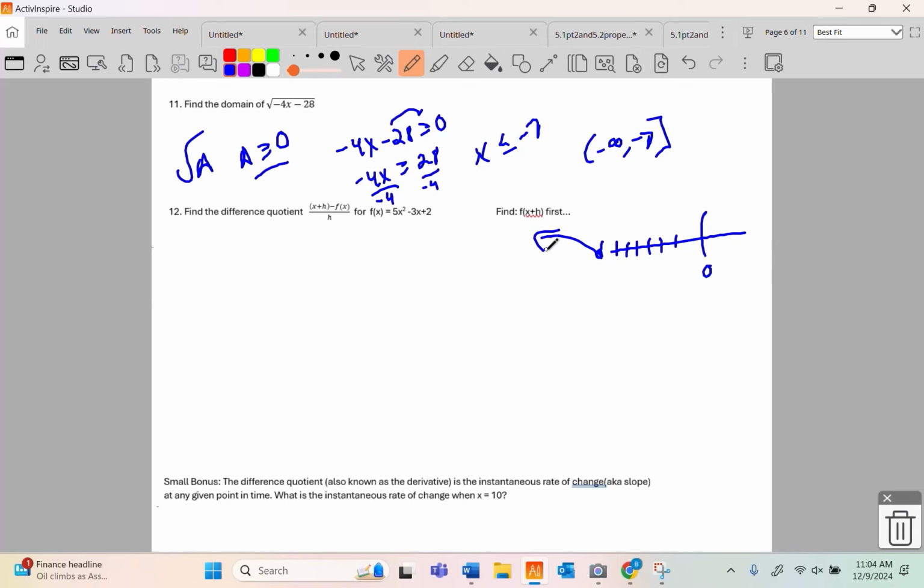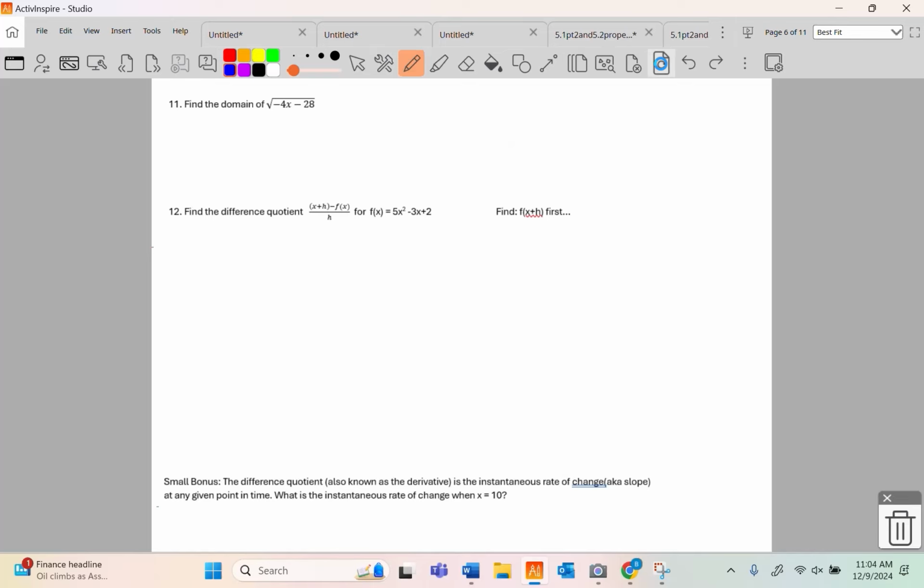I think about a third of you guys have got the difference quotient down. It's not where I want it, but we'll just keep working on it. You'll get there eventually.